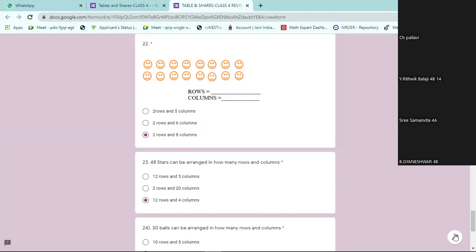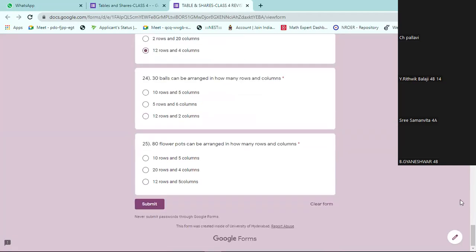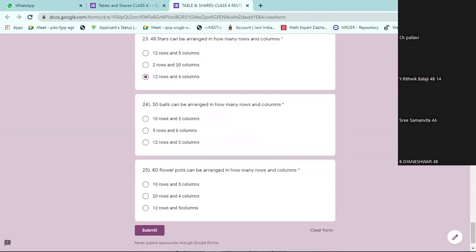You have to multiply rows and columns. 48 means 12 fours. Options are there, no? Multiply, and wherever you get the answer, that is the correct answer.